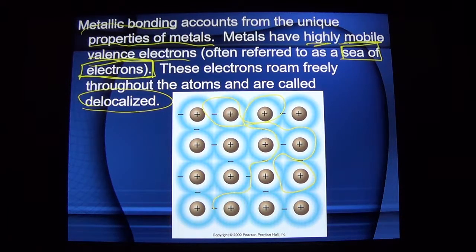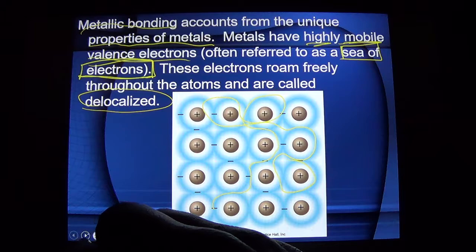It is what it is. I didn't make the rules. They're the ones expected of you in this class in AP Chemistry, so you need to follow it. What are we referring to with sea of electrons?